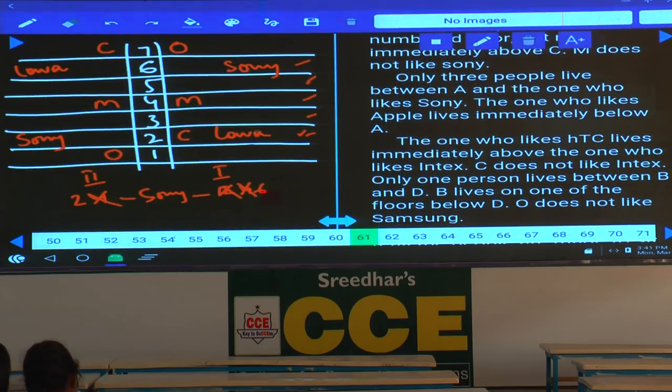Only three people live between A and the one who likes Sony. Between A and the one who likes Sony, tell me how many people are there? There must be exactly three. One, two, three. Hence, A and C must be in the same place. Is it possible?